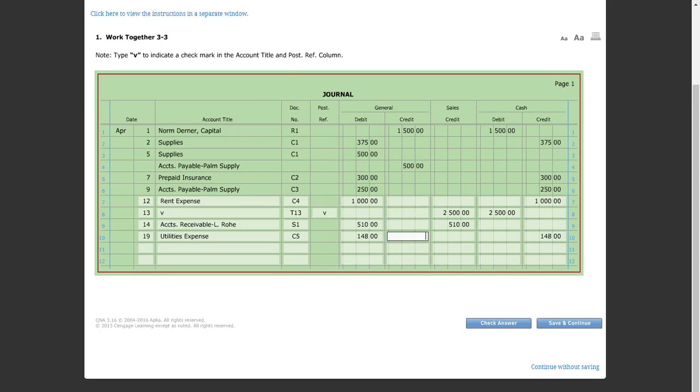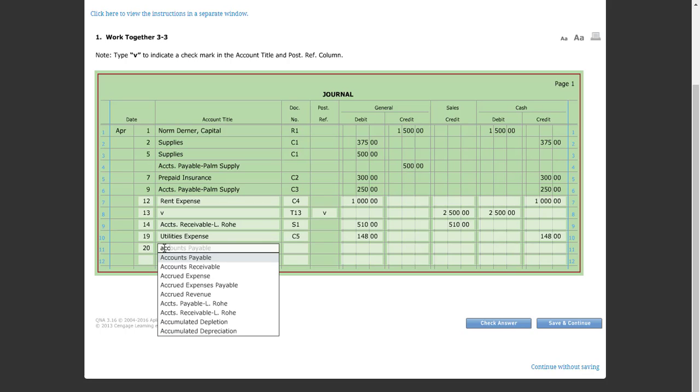The 20th, received cash on account from L Road, $255, for R2. The date is the 20th. Michaela, what are my two accounts? Yes. Is there a special column for cash? Is there a special column for accounts receivable, L Road? No. So what goes in my account title area? Yes.